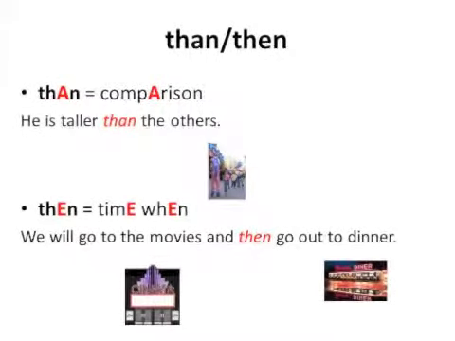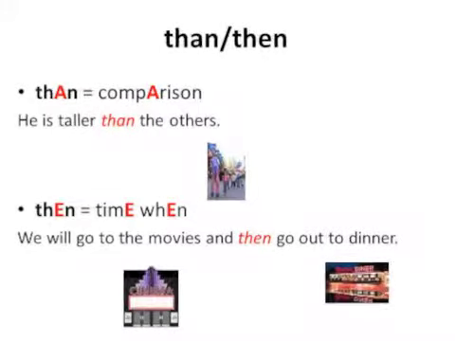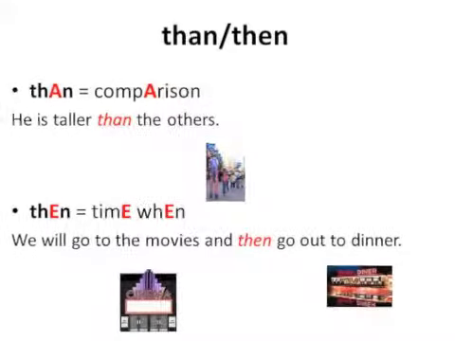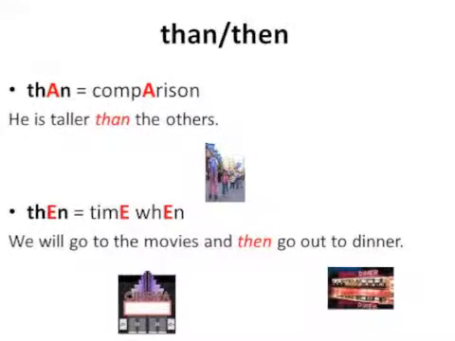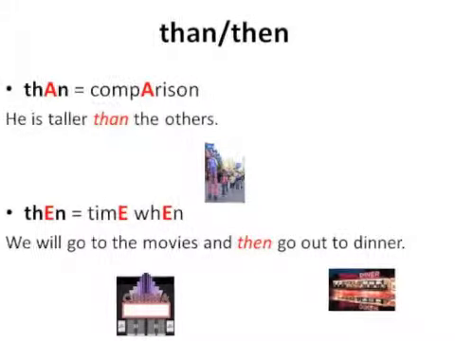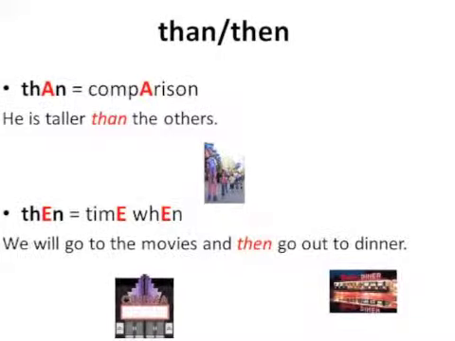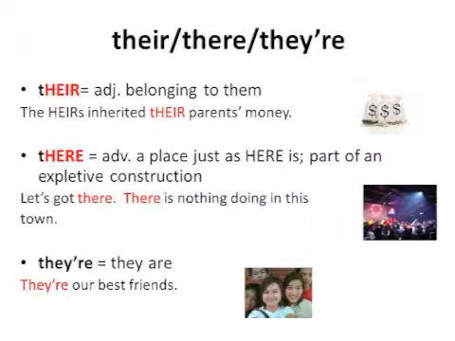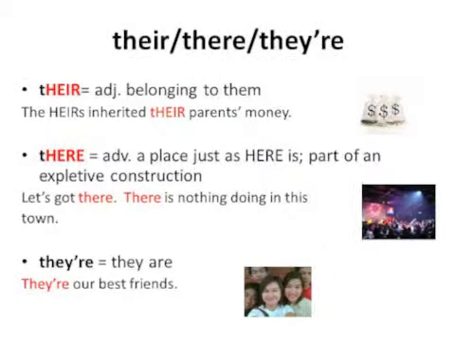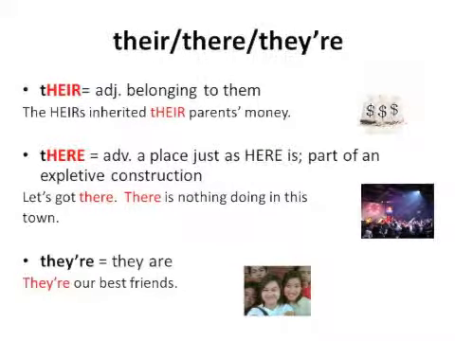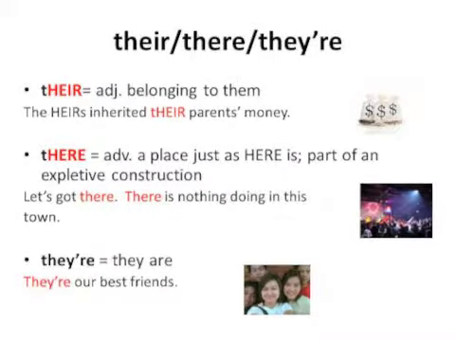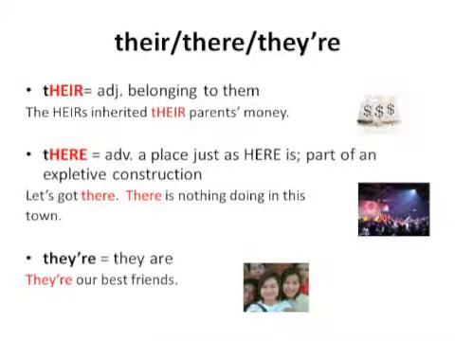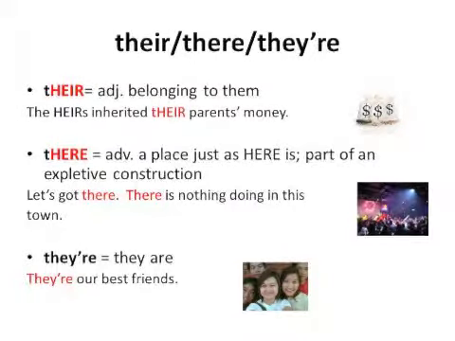Look at the mnemonic. If you think of than as comparison, and then, which rhymes with when, it's a time. Use E in then and when, and A in than and comparison. Back to their and there. Remember that heir is inherited something, and their means belonging to them. And here is a place, and there is a place, and that helps. When you want to say they are, substitute it for the other there.